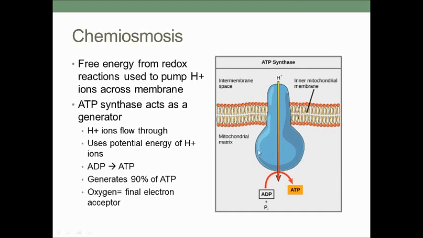So the free energy from those redox reactions is used to pump those hydrogen ions across that membrane to begin with. We have this enzyme ATP synthase that will act as a generator. So it takes those hydrogen ions and converts them into ATP. So hydrogen ions flow through it. It uses that potential energy of the hydrogen ions to convert ADP to ATP, phosphorylates it. So this process generates 90% of the ATP that we use. Our final electron acceptor will be oxygen.